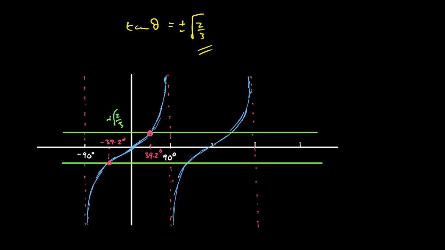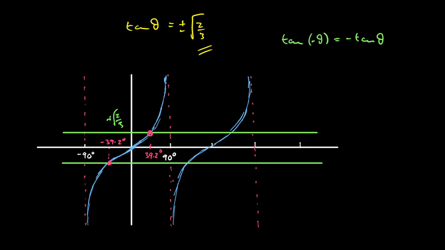So what's going on there? Essentially, we're using the property that tan of negative theta is equal to negative tan theta, right? So in other words, if I was to find the tan of 39.2, I get this value here, positive root 2/3. Well, because of symmetry, the negative of that value, the negative 39.2, if I find the tan of that, it's basically the same value, but negative going down. So I end up with these two values here.